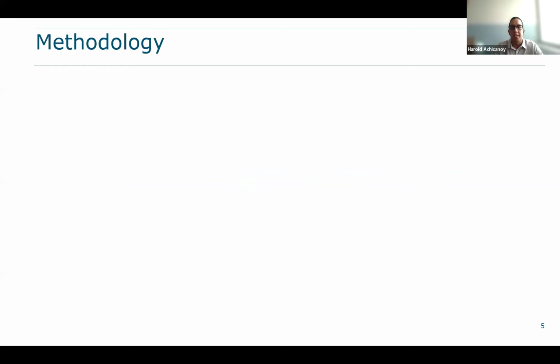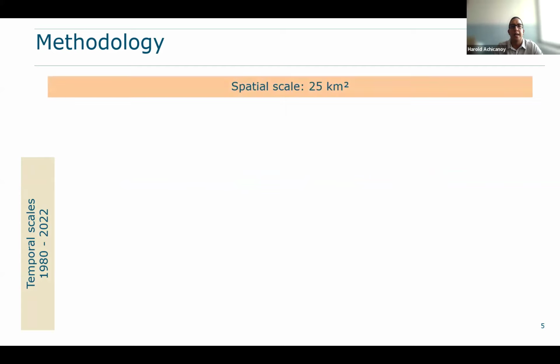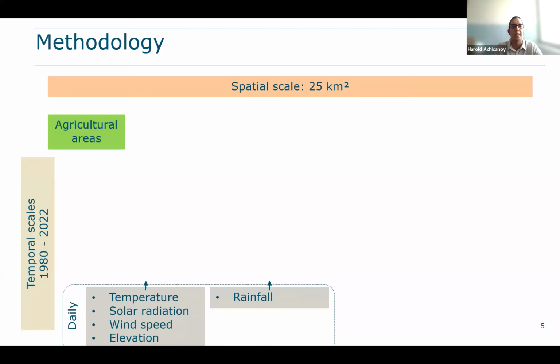The methodology that we follow basically is a spatiotemporal analysis in which we analyzed historical data from 1980 to 2022. We define a spatial scale of 25 kilometers. This is a global analysis. So what we define as our region of study are all the agricultural areas, I mean, rain-fed and irrigated areas where agriculture is taking place over the world.